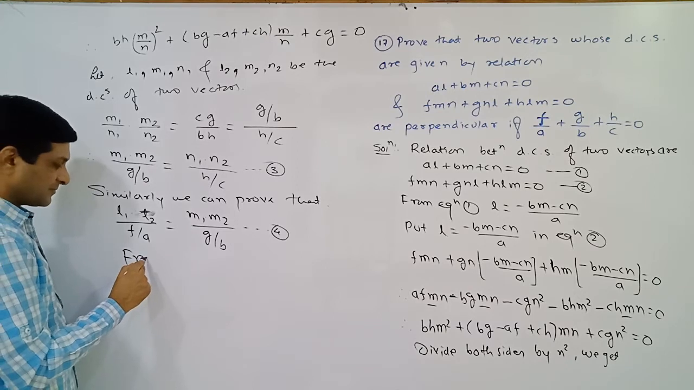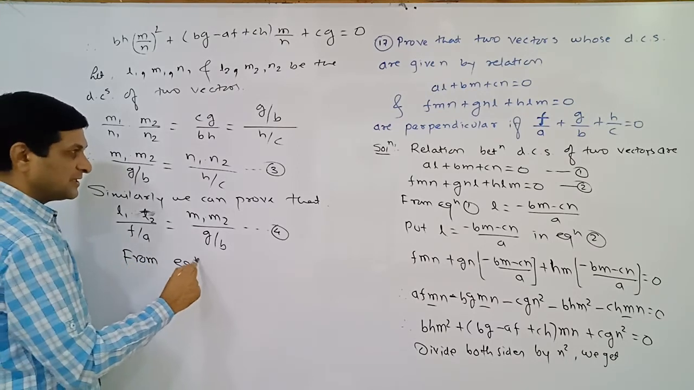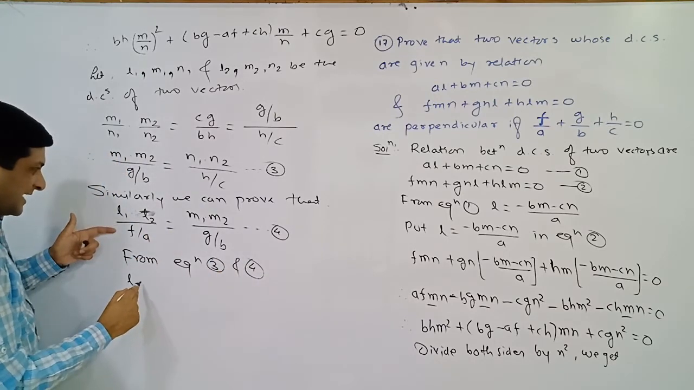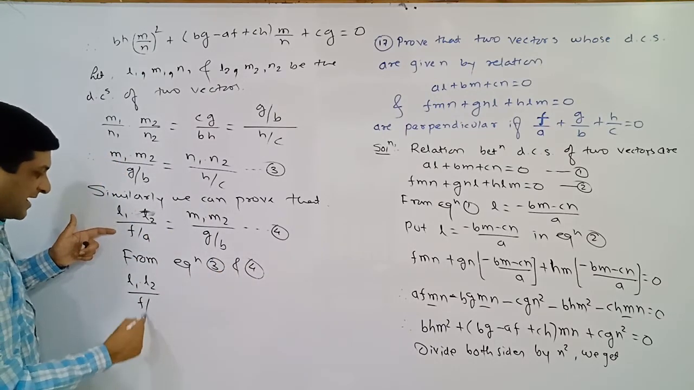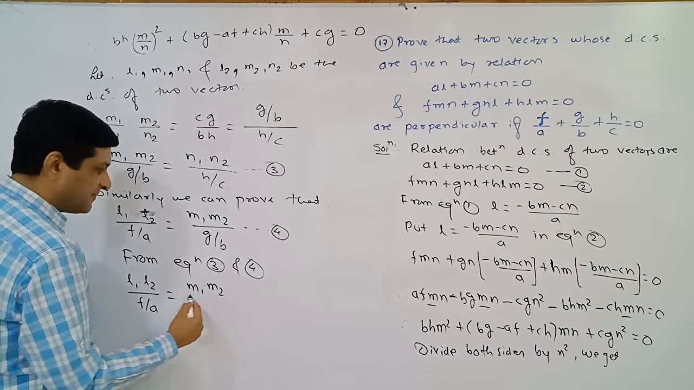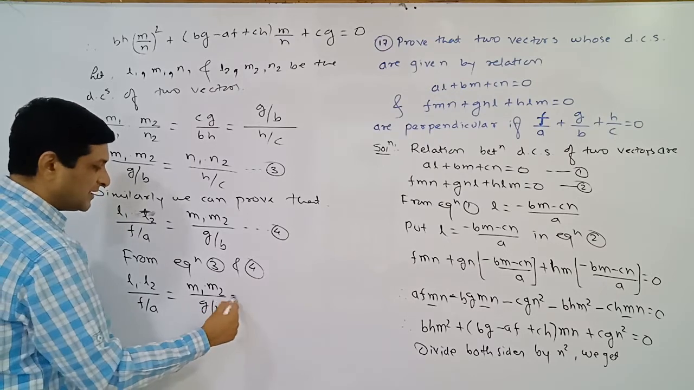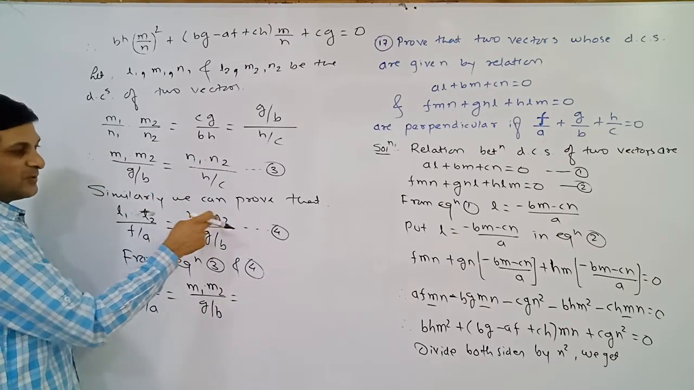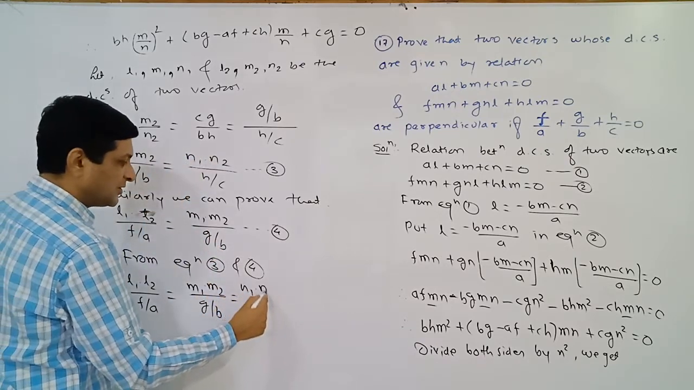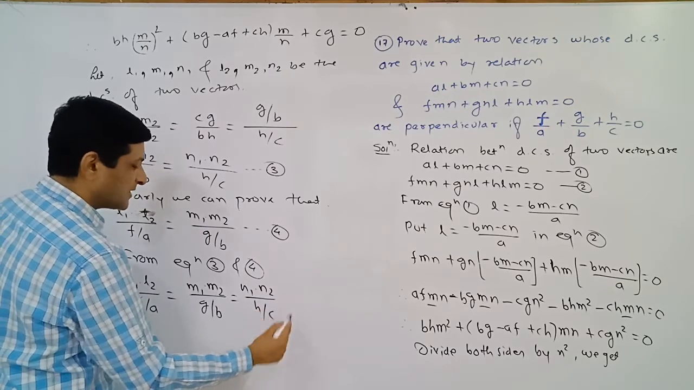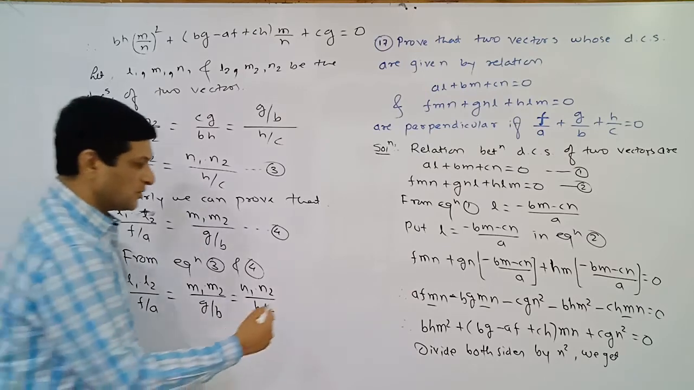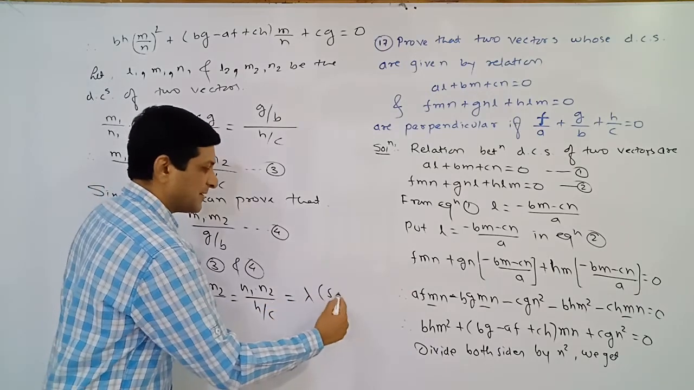From equations 3rd and 4th, what is this result? L1 L2 divided by F upon A is equal to M1 M2 divided by G upon B, but this value, M1 M2 divided by G upon B, is also equal to what? N1 N2 divided by H upon C. So from these equations, these three ratios are equal. Let us denote the value of this ratio by lambda.